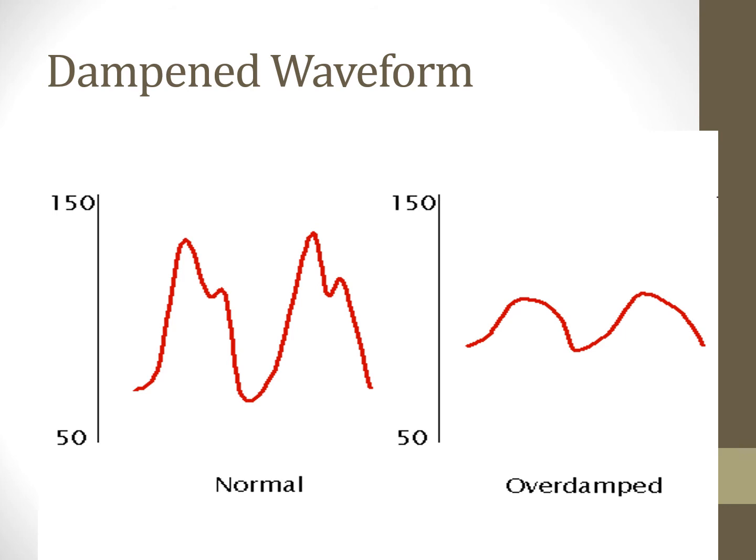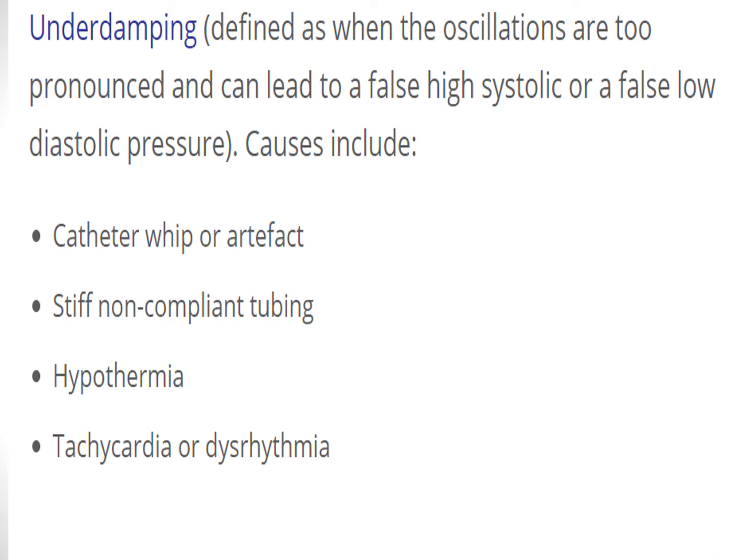That's usually a loss of pressure or kink or something like that. Something that's sort of stopping that blood flow from getting good, accurate pressure readings. Underdamped means you have a false high systolic or a false low diastolic. So this is where you have stiff tubing that's stiffer than what it should be for this job.